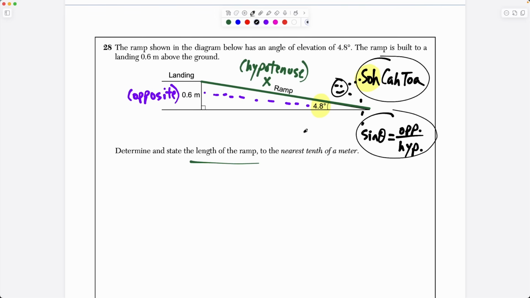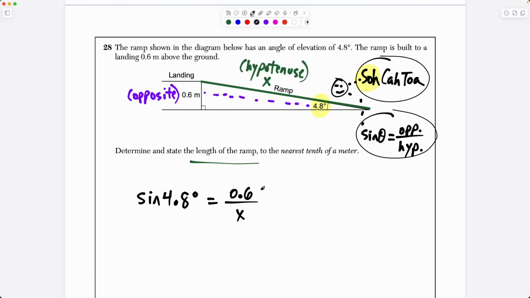So now I just set up my equation. I have sine of my angle is 4.8 degrees equals, and now I'm setting up the ratio, the opposite side, which is 0.6, divided by the hypotenuse is x.